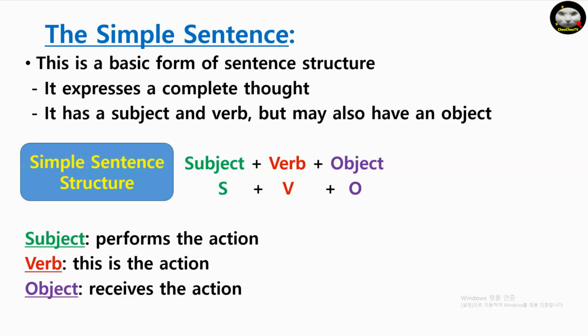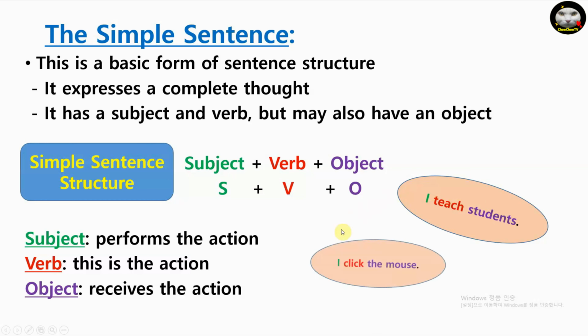For example, I teach students. Subject, verb, object. I click the mouse. The subject performs the action of click, and the mouse receives the action. I click the mouse.